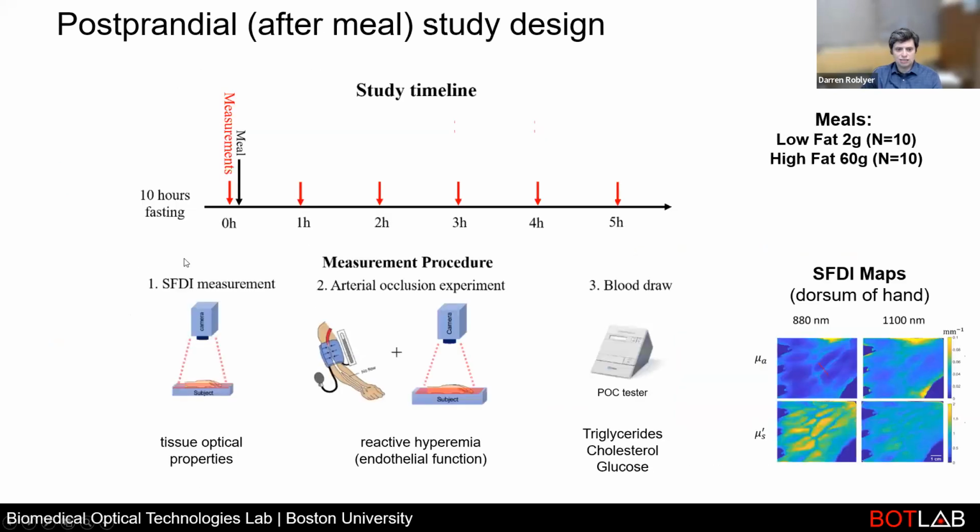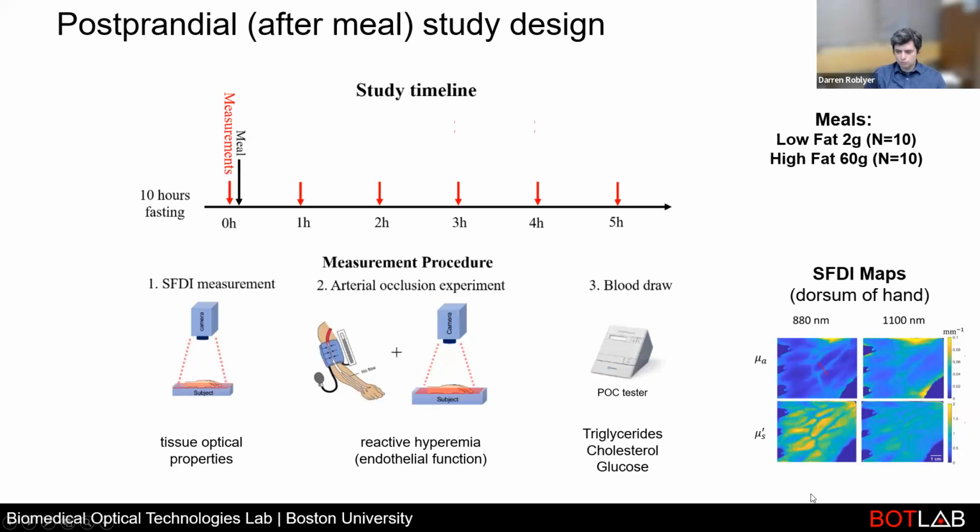So what we did is we had subjects come after fasting for 10 hours into the lab, and then we gave them either a high-fat meal of 60 grams of fat or a low-fat meal of 2 grams of fat. And we had 10 subjects in each cohort. And then we measured them every hour for 6 hours, the first measurement being at 0 hours, the baseline. And we measured the dorsum of their hand with SFDI, a combination of near-infrared and shortwave infrared. You can see examples of those measurements here.